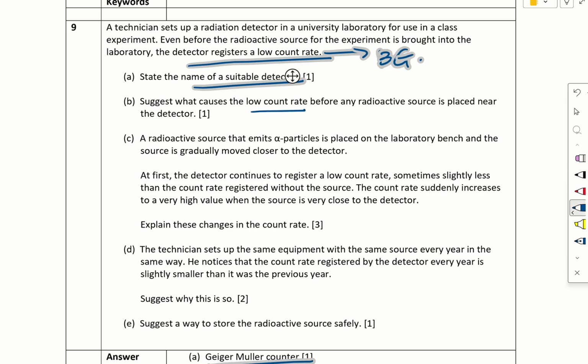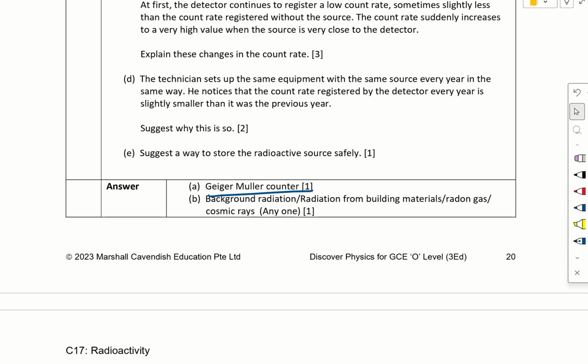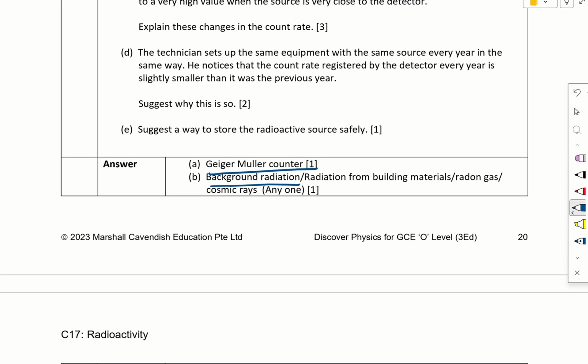Suggest what causes the low count rate before any radioactive source is placed near the detector. 1 mark. This is your background radiation. It can be radiation from building materials, radon gas, cosmic rays, and even some food such as bananas and carrots. But they are quite low, so it's pretty safe. It won't kill us, it won't cause us to develop cancerous cells. This is just in the background.